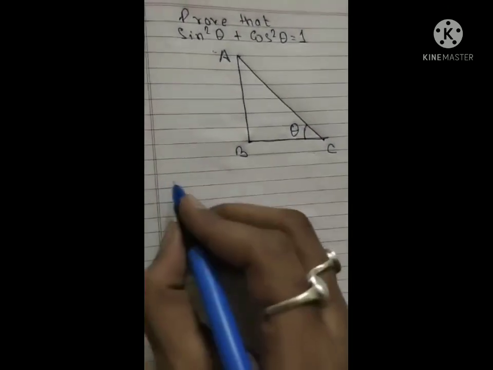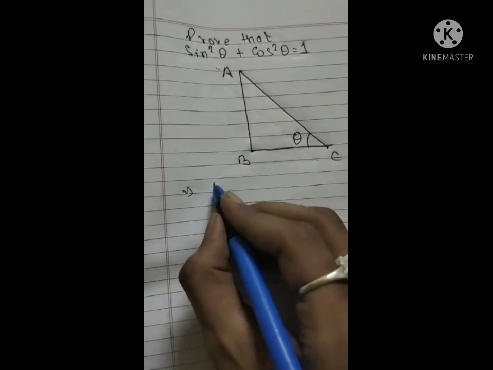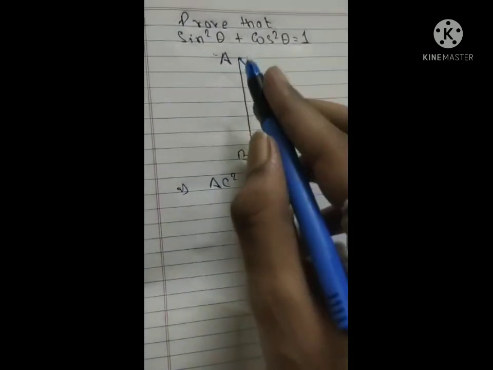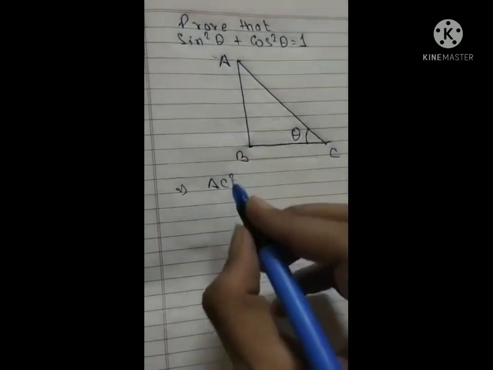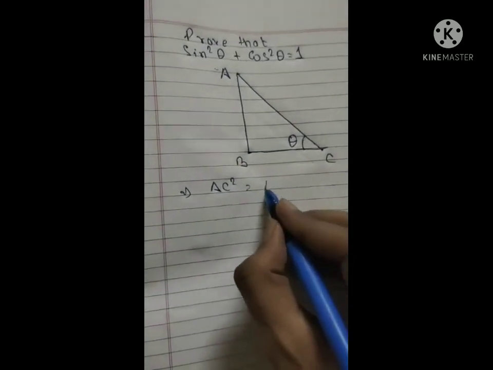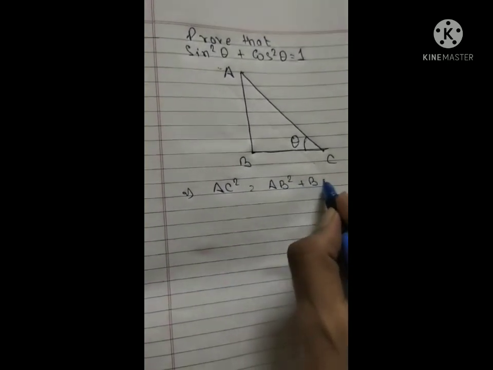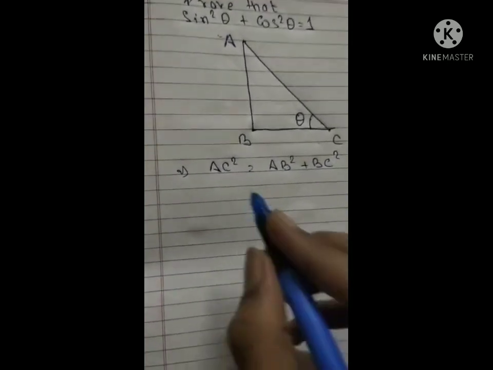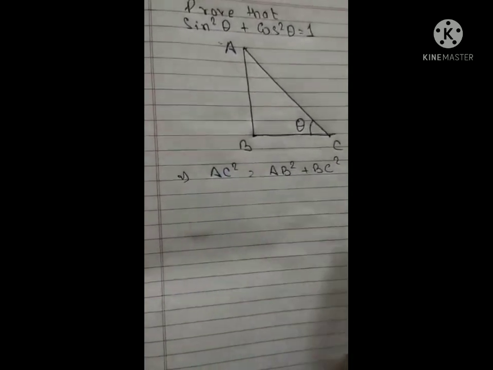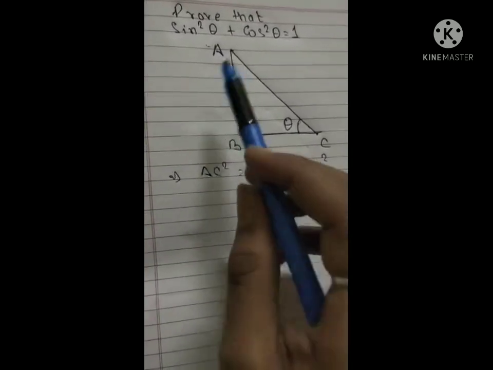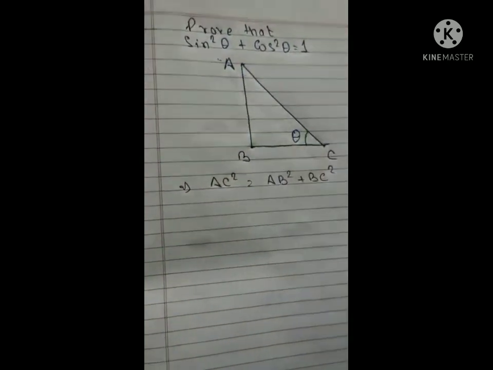Now by Pythagoras theorem we can conclude that hypotenuse square, that means AC square, here AC is the hypotenuse, AB is the perpendicular and BC is the base. So AC square is equal to AB square plus BC square. Yes or no? This is the rule of Pythagoras theorem. So this rule is needed to prove sin square theta plus cos square theta equals to 1.